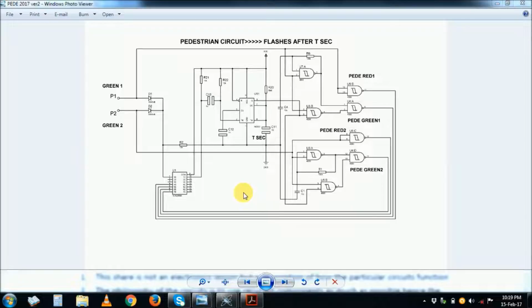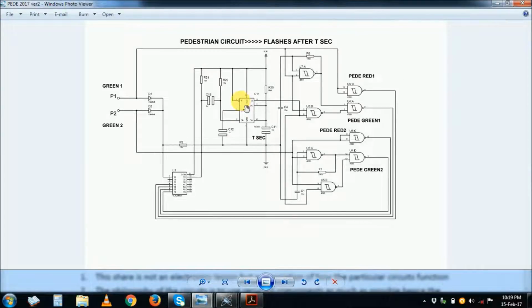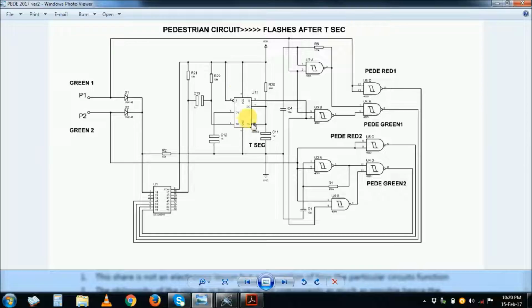But where the pedestrian lighting is required, we have this circuit where you can actually construct it and use pedestrian lighting. As you can see here, we have the same timing monostable circuit, our favorite monostable circuit, using the 555 timer. Let me try to zoom it a bit. Okay, right, this is our monostable timer, the classic monostable timer.